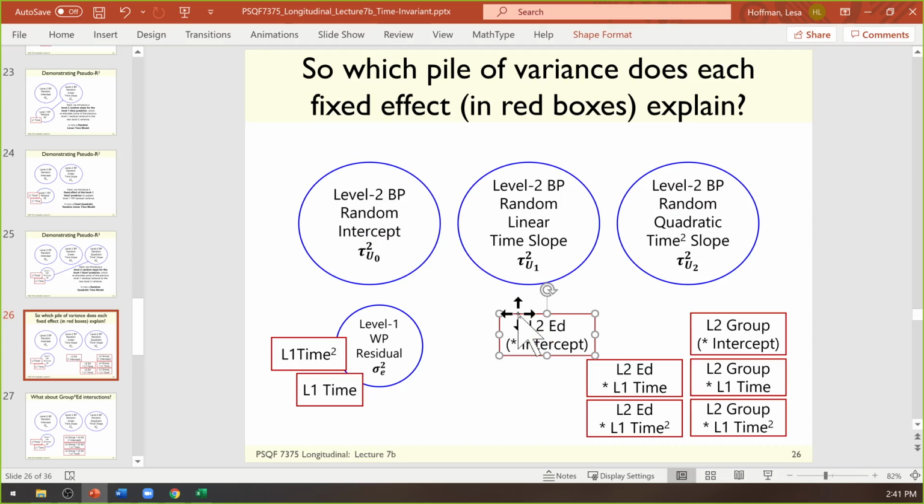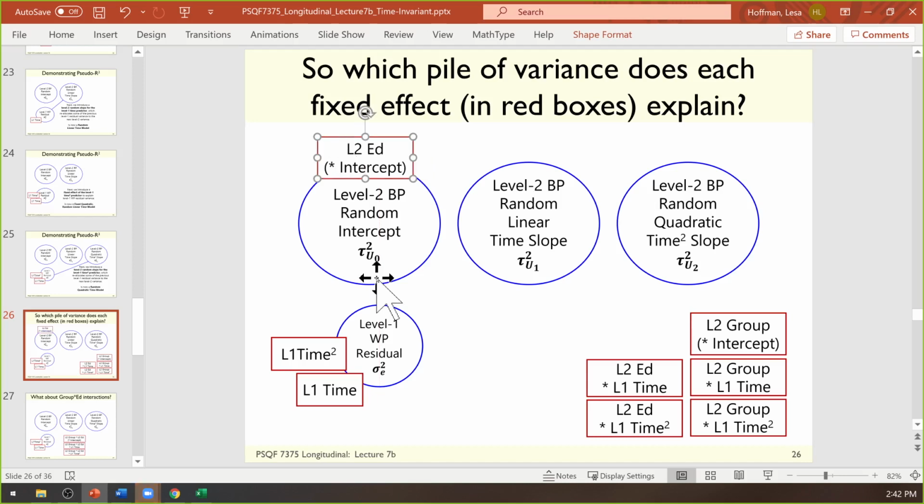Which source of variance is the main effect of education going to explain? Should I put it down here on the level 1 residual? No. Should I put it here on the level 2 intercept? Yes, I should, because that's what's in its row. Why do some people need different intercepts? Well, because of their education.